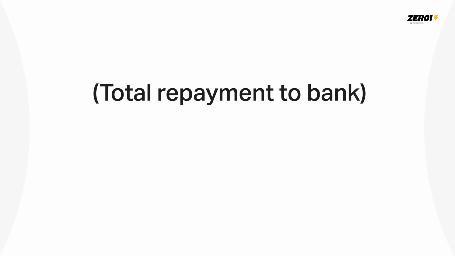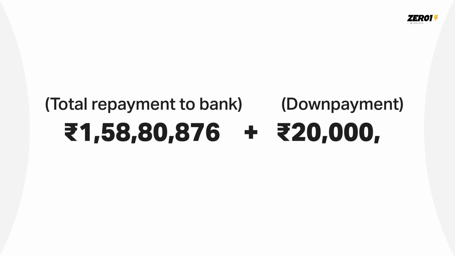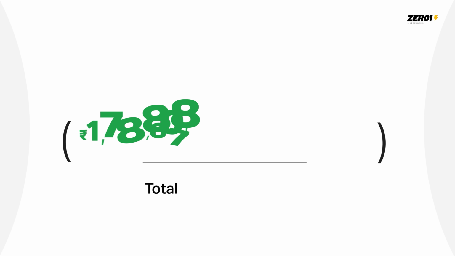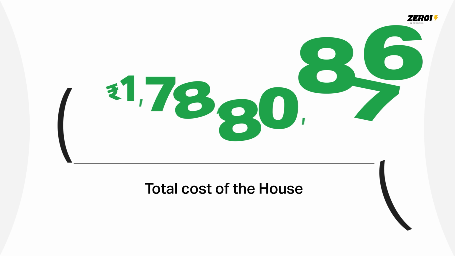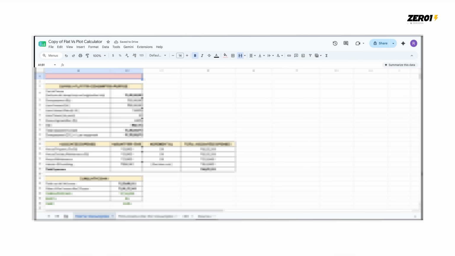And over 20 years, the total repayment to the bank becomes 1.58 crores. If I add that 20 lakh down payment, my actual total cost is 1.78. It's almost double. It's about 78% more than what we think the cost of the house was. Now you can go to the description, click on file, make a copy and do this with me for your situation, for your numbers.